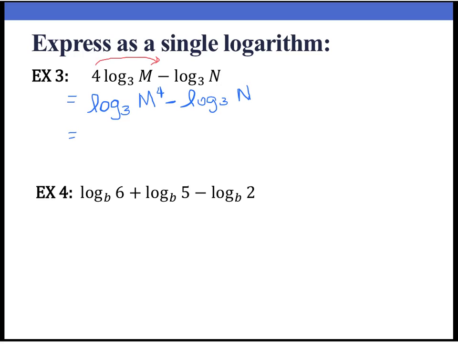And then we'll combine these into 1. Well, we're subtracting these 2 logarithms. Subtracting logarithms means that we first divide. And so that's how we need to think about this.